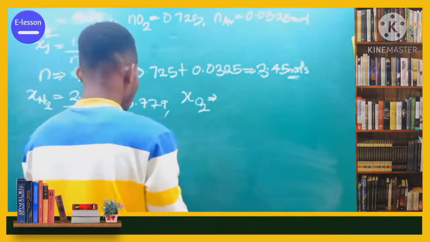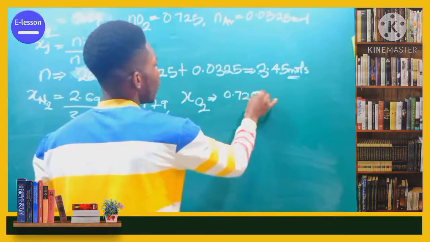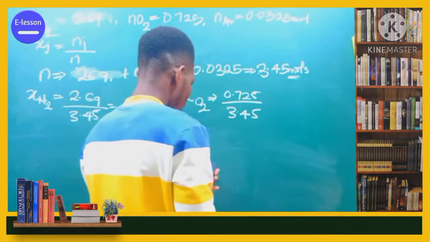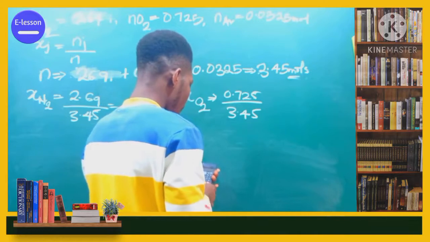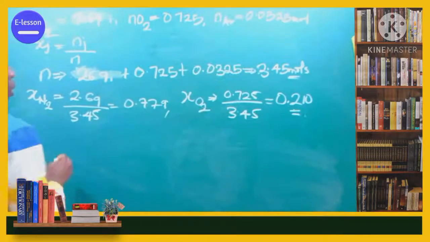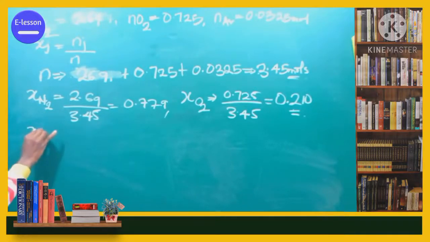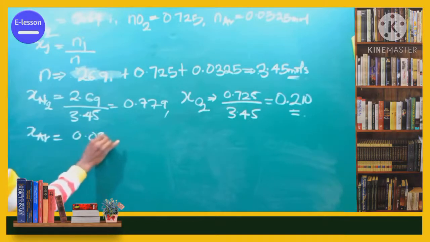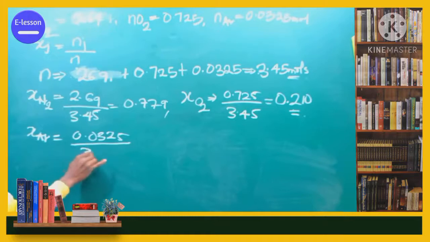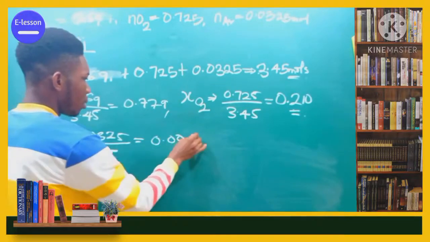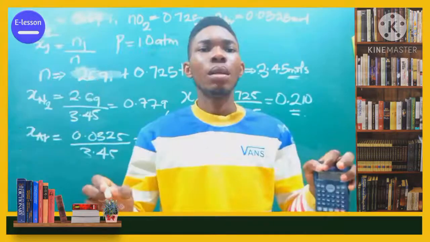Now for oxygen, the number of moles is 0.725 divided by the total number of moles, 3.45, and that will give us 0.210. This is for oxygen. And the last one is that for argon. That for argon will be 0.0325 divided by the total number of moles, 3.45. That will give us 0.00942.